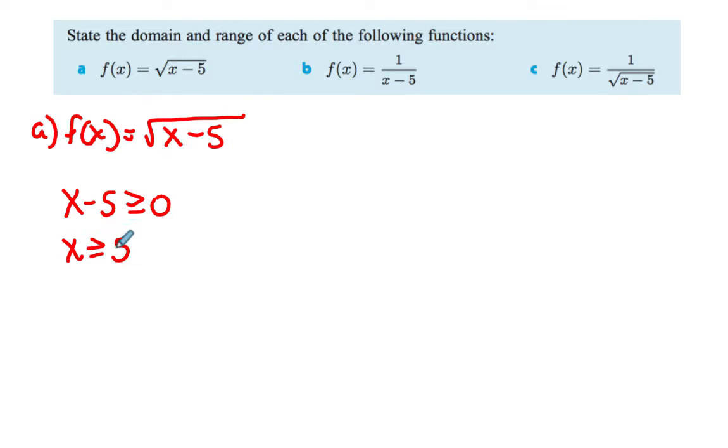So I have to say that x minus 5 must be greater than or equal to 0. Solving that little equation, I get x must be greater than or equal to 5. So that's my domain. Domain is x such that x is greater than or equal to 5.